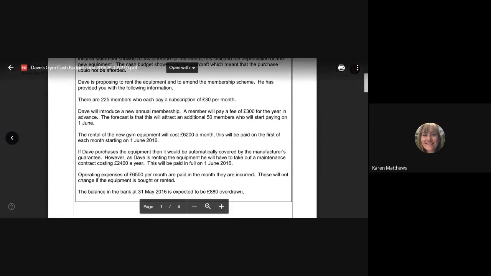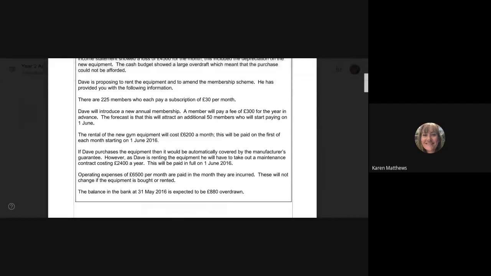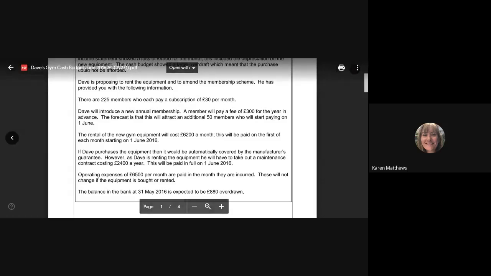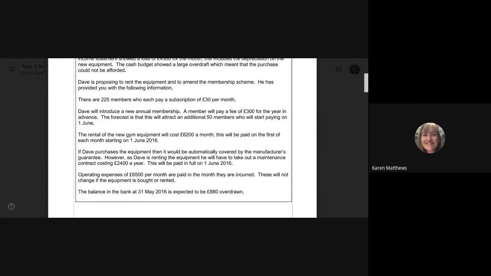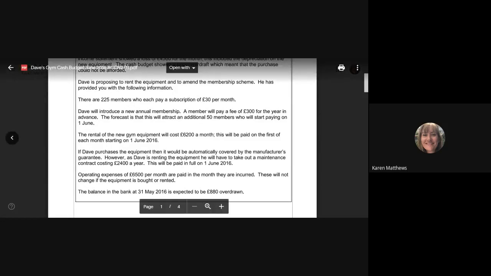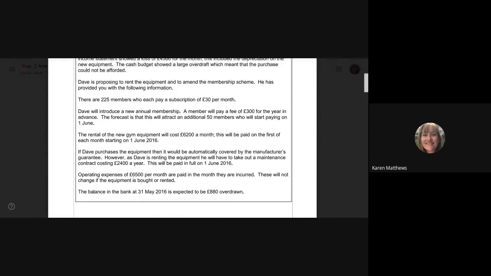So he's still got his 225 members paying £30 a month, but he's hoping that 50 new members are going to start paying on the 1st of June, and they will pay £300 for that year in advance. The rental of the new gym equipment will cost £6,200 a month. This will be paid on the 1st of each month, starting on the 1st of June 2016.